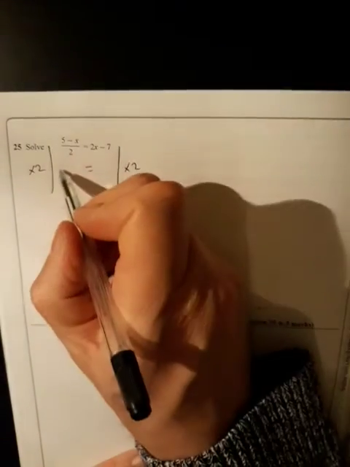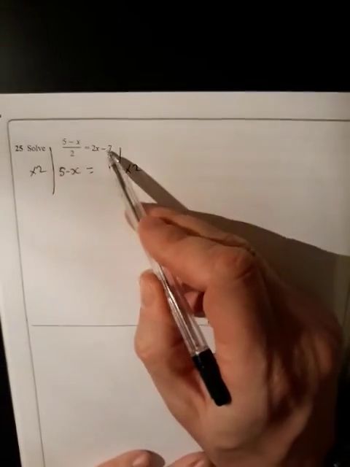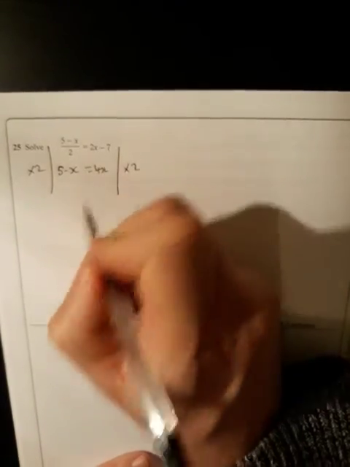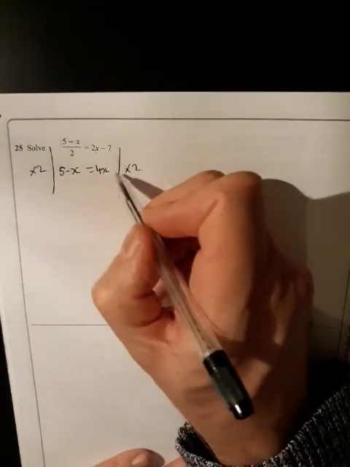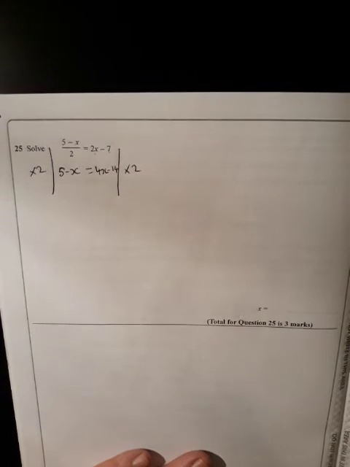That means the left-hand side will become 5 minus x. The right-hand side, we're going to have to times both parts by 2. So 2 times 2x, which is 4x, and 2 times negative 7, which is minus 14. Just about squeeze that in there.